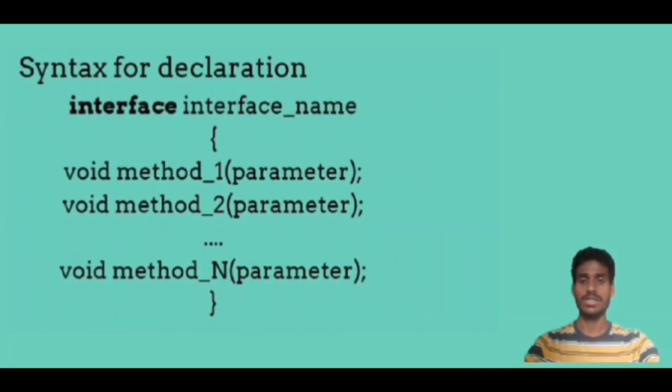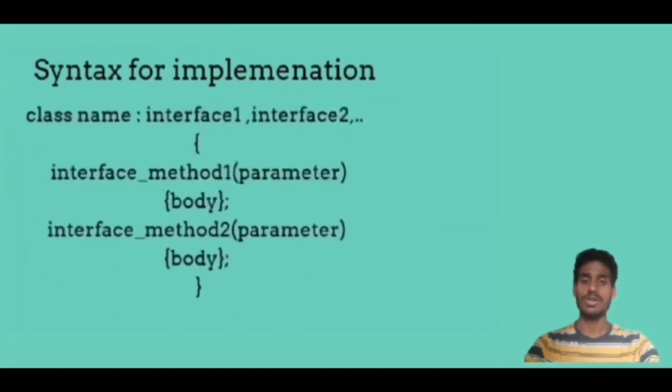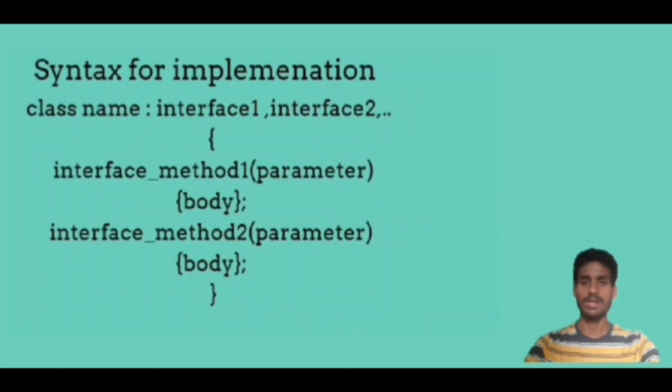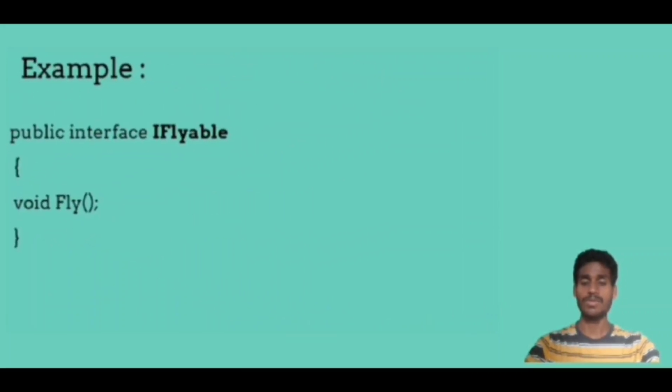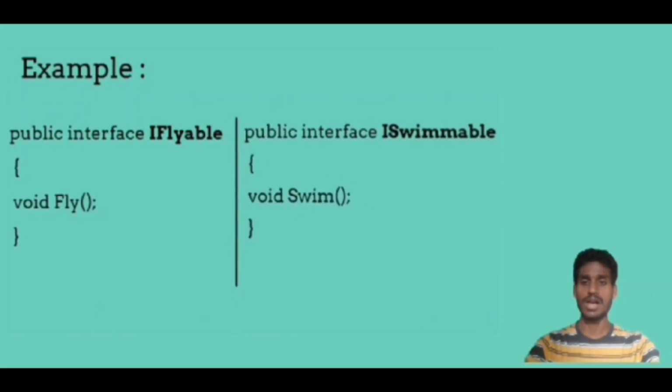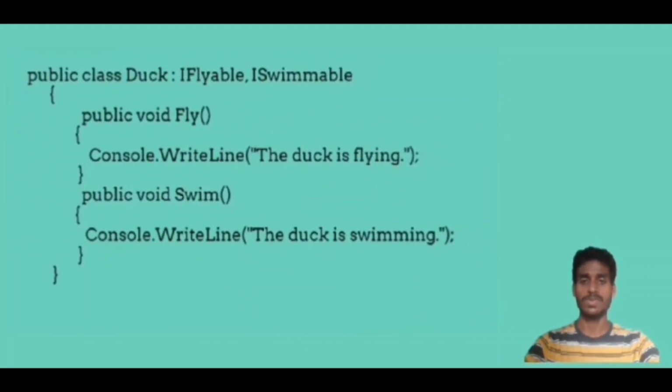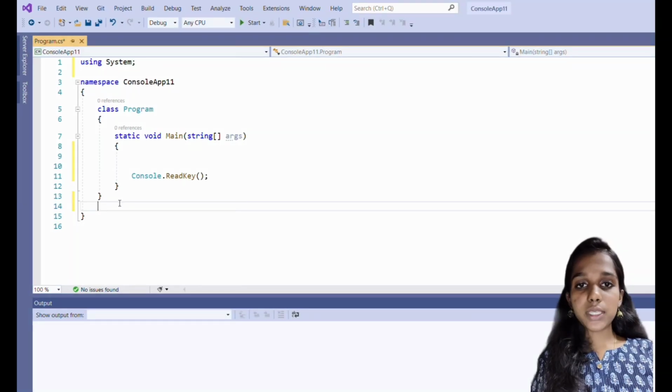This is the syntax for declaring an interface in a program, where the user can add as many methods as they want with parameters and without a body. Now, this is the syntax for implementing that interface in a class, where the user can initialize the bodies of the methods. This is the example we want: we have the interface IFlyable with method fly and ISwimmable with method swim. Now both interfaces will be implemented in class Duck and their methods initialized.